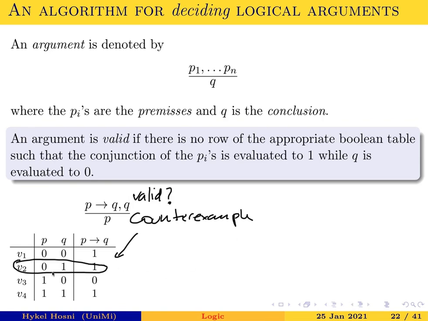So V2 gives you that, according to V2, this is 1, Q is 1, so they're both 1, but P is 0. So this is the counterexample. And since there exists a counterexample, it's not valid.